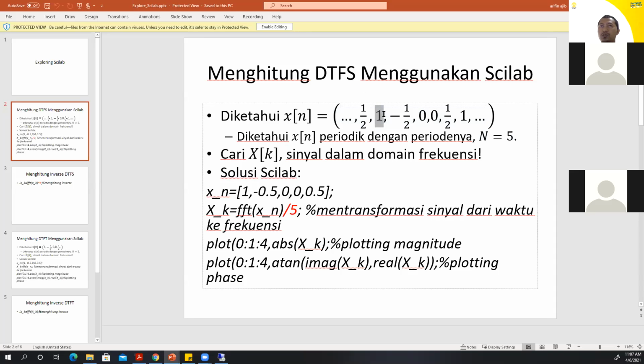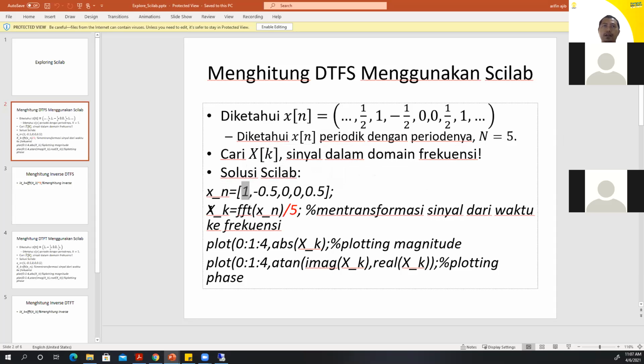Why 5? Yeah, this is 1, 2, 3, 4, and 5. And then the problem is to compute the x[k]. x[k] means the signal in the frequency domain. So for the Scilab solution, first we write the comment like this. We input or write one period of x[n], let's say 1, minus 0.5, 0, 0, 1.5.